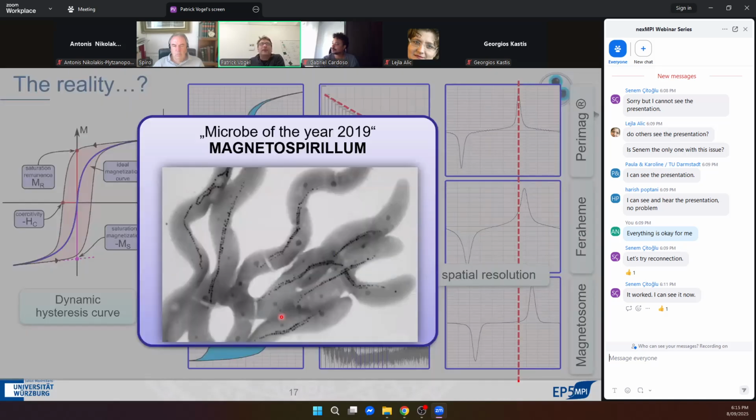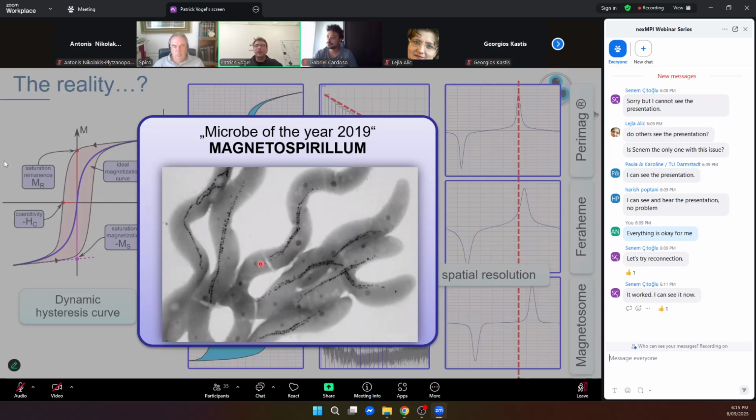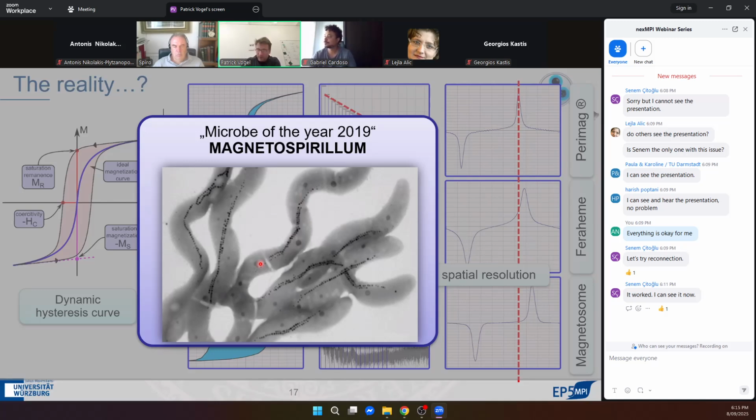By the way, this Magnetospirillum is the microbe of the year 2019. I found that out, and it's quite funny. You can see here the bacteria, and inside the small black dots, these are the particles. And there's a group here in Bayreuth next to Würzburg which is using these bacteria for their particle production.